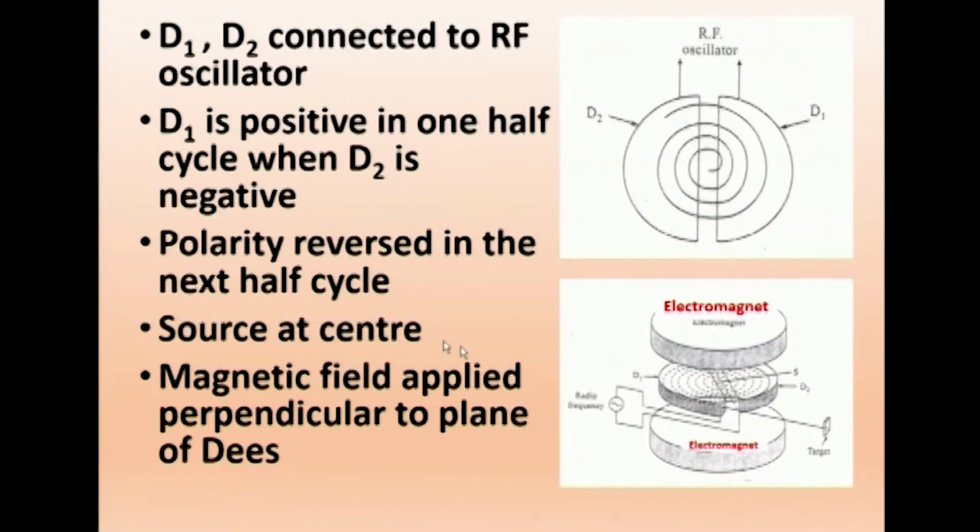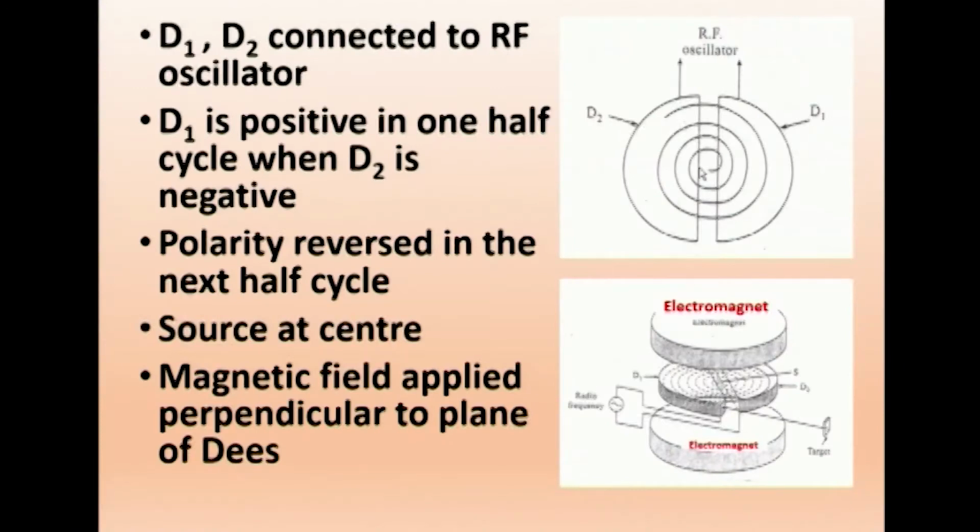The source is at the center. So we have assumed the source will be at the center. Whichever particle we want to accelerate will be injected at the center of the cyclotron, the center of the Ds, in that gap. Then naturally it will get accelerated due to the electric field.